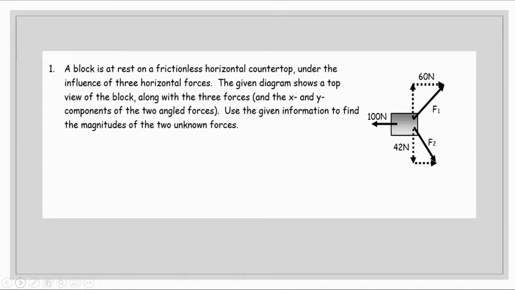The first one being: a block is at rest on a frictionless horizontal countertop under the influence of 3 horizontal forces. The given diagram shows a top view of the box along with the 3 forces. Use the given information to find the magnitude. So this is like I'm looking down on a box, like a bird looking down. This is my bird's eye view. So I have a force 1 this way, I have my force 2 this way, and I have my force of 100 that way.